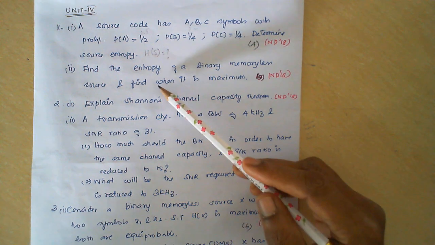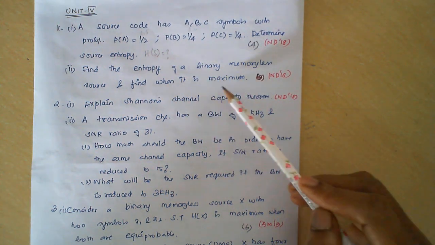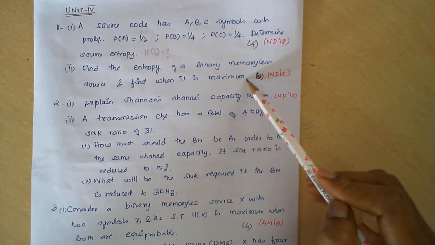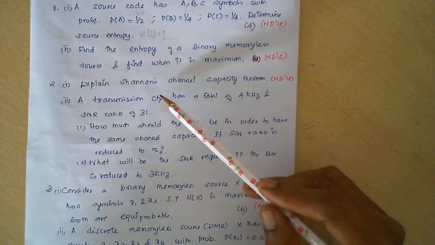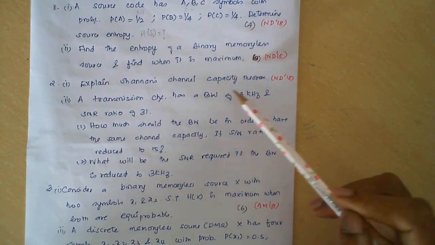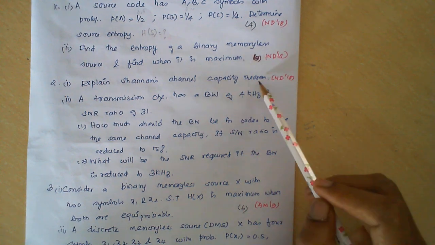Next is to find the entropy of a binary memoryless source and find when it is maximum. This is a short derivation part and comes under the unit 4 section. And next is explain Shannon's channel capacity theorem. It is also a derivation asked under unit 4.